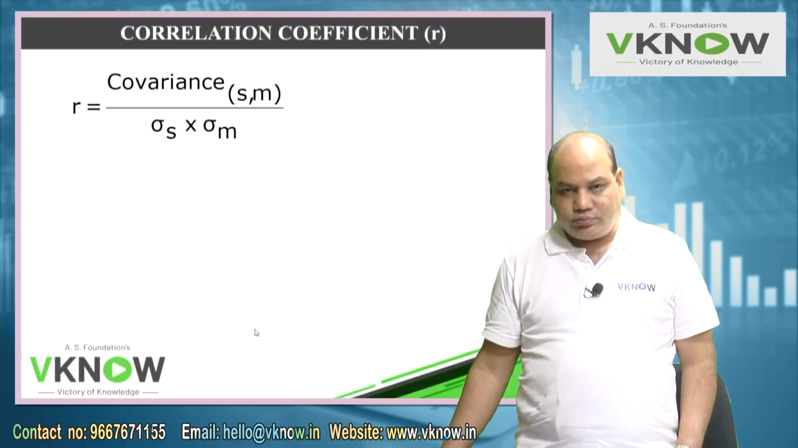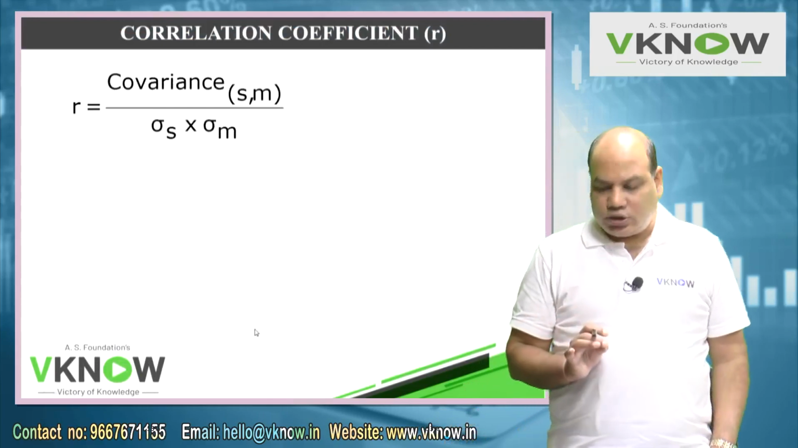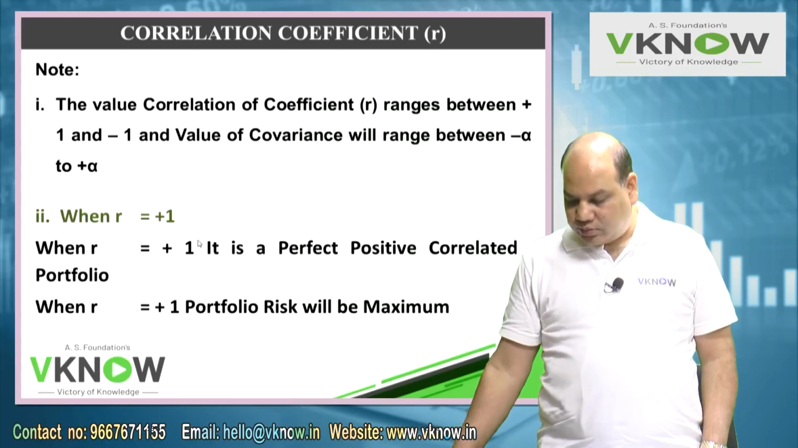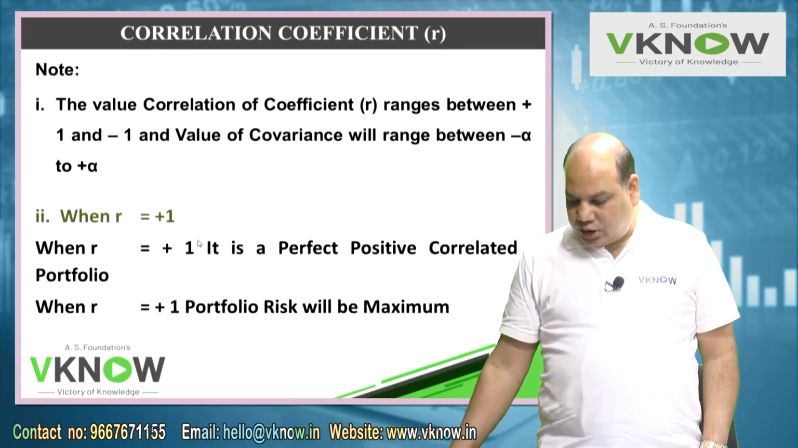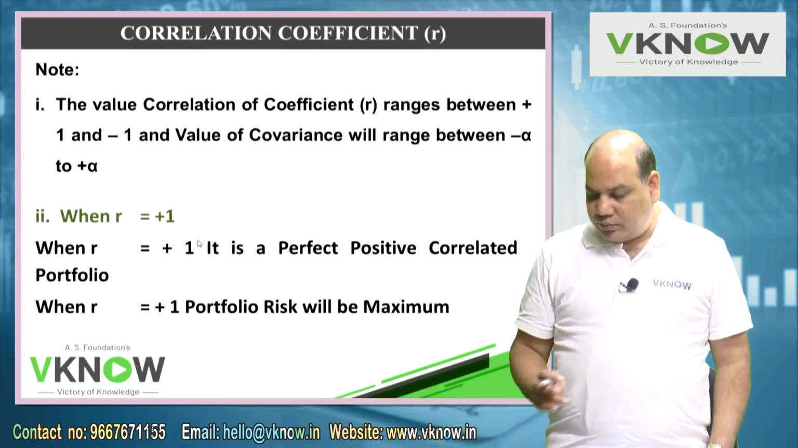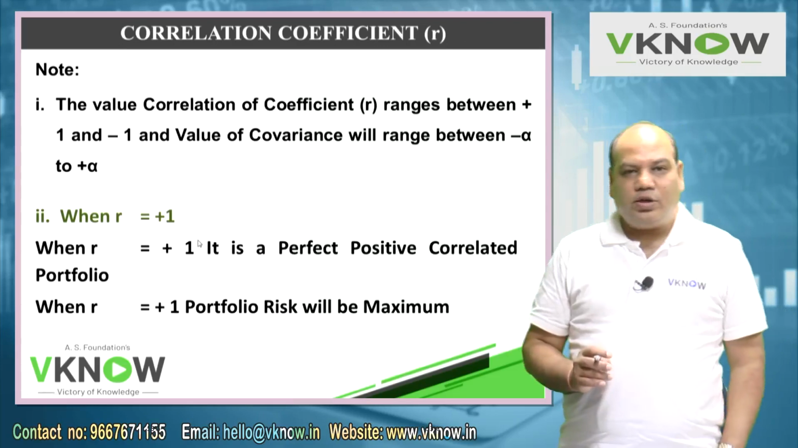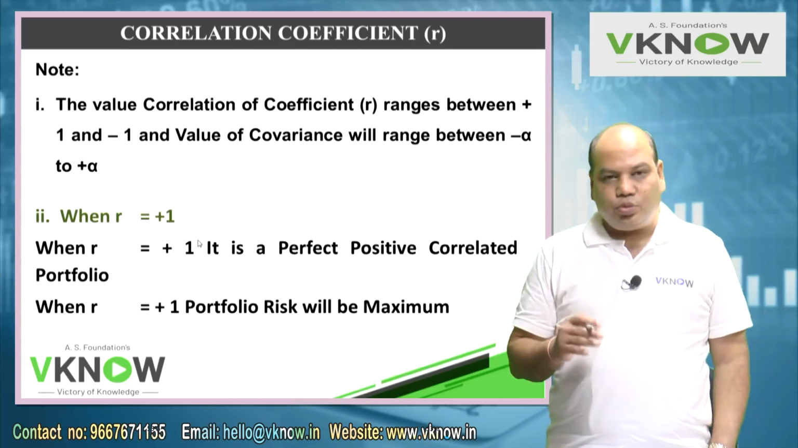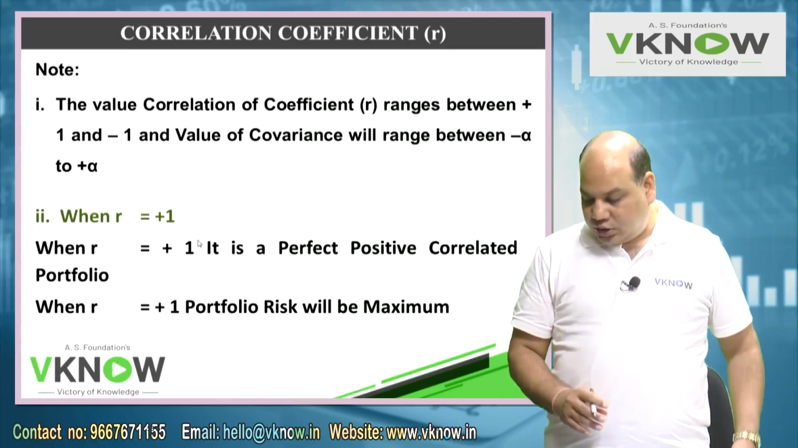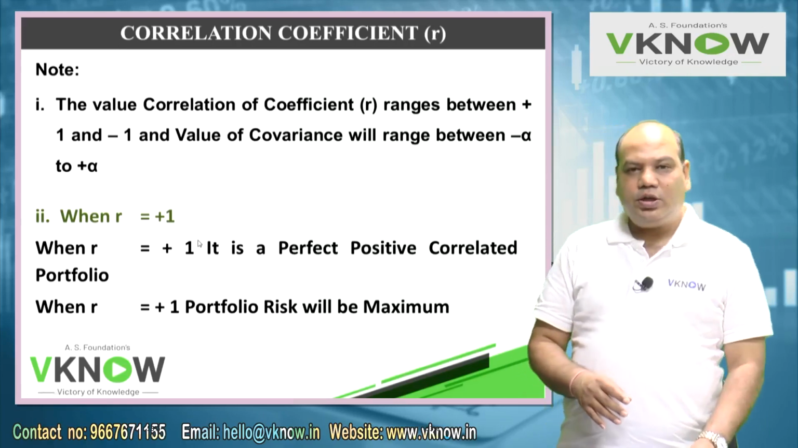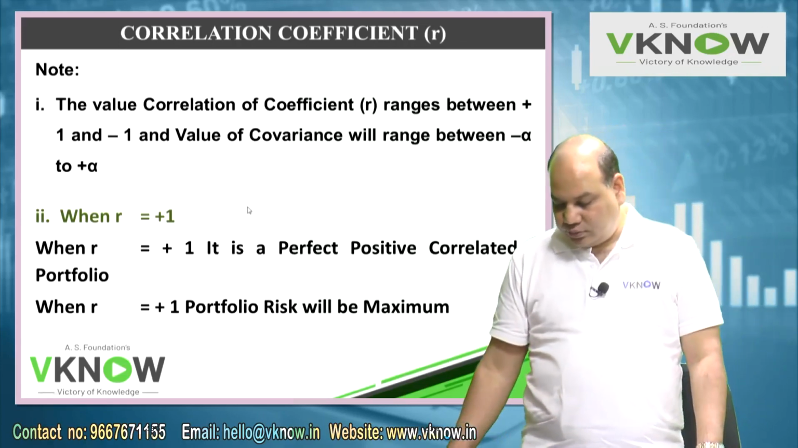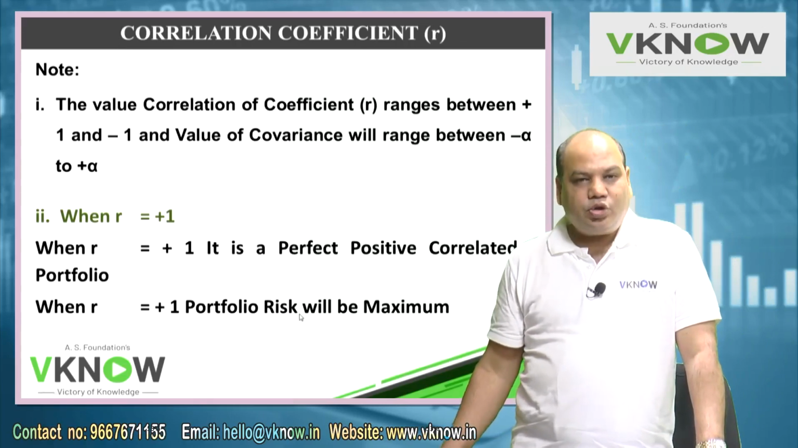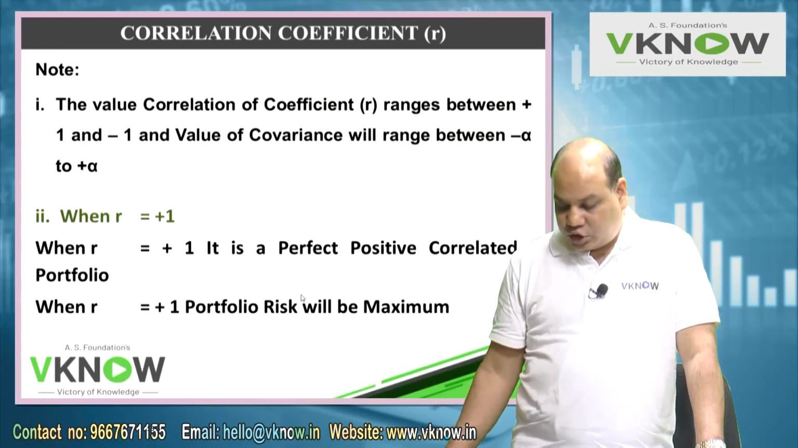Formula for correlation. The formula for correlation is covariance upon standard deviation of stock into standard deviation of the market, right? And how do you interpret correlation? The range of the correlation is -1 to +1. The range of the covariance is -infinity to +infinity. Correlation, when it is +1, it is treated as perfect positive correlation. When R is equal to 1, portfolio risk will be maximum because you do not get the benefit of diversification.